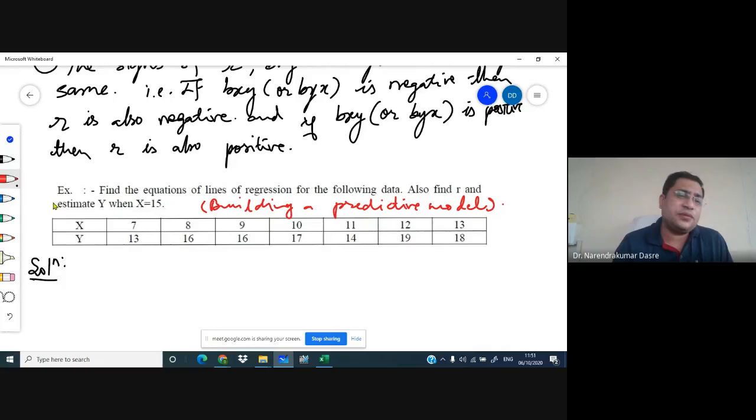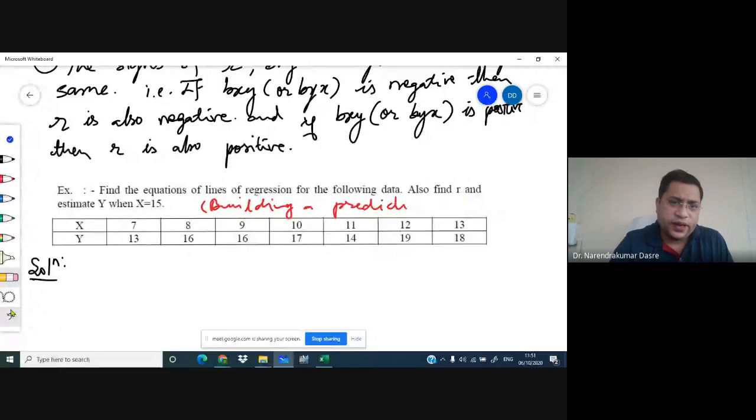And like that. So now we have to find what is the predictive model for this, and that will be our lines of regression actually. So mathematically, we are finding the lines of regression. Technically, we are finding a predictive model. So we are trying to analyze this data, and that's why now let us do this.